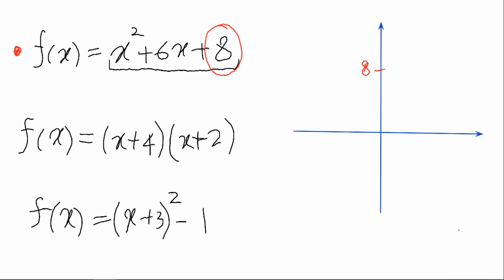Now one more thing, I said your parabola can come this way or this way. That is determined by the sign of the x squared term. If the x squared term is positive, positive means smiling. It's an upright parabola, a smiling one.